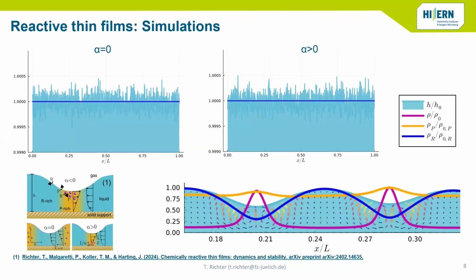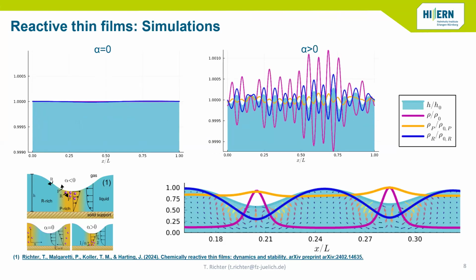Then you have this blue thing, that's the liquid film, and you have 3 lines. They're going to be purple for the catalyst, yellow for the reactant, and blue for the product. So running the first simulation, you see that in this case, the film is pretty stable. So we started with some noise and all that noise dies away, becoming a flat film. Then the second example I have for you is alpha positive, so catalyst sinking to the solid substrate.